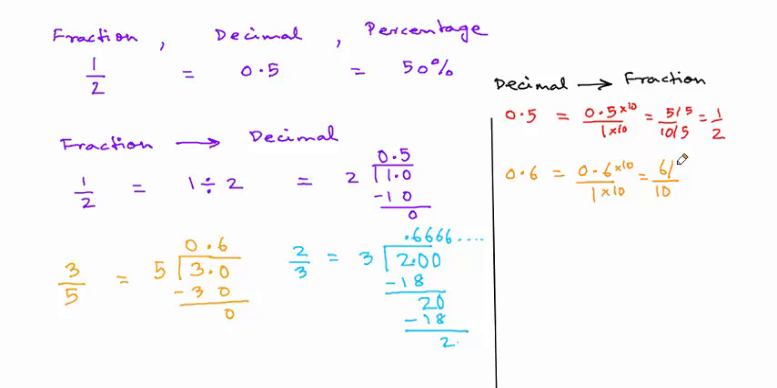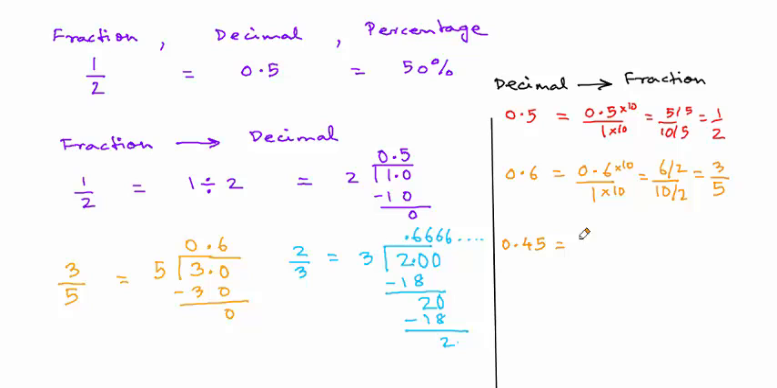Divide 6 with 2 and 10 with 2 to simplify it. So you have 3 on the top and 5 on the bottom. 0.6, the decimal, is equivalent to the fraction 3/5. What if you have something like, let's say, 0.45?